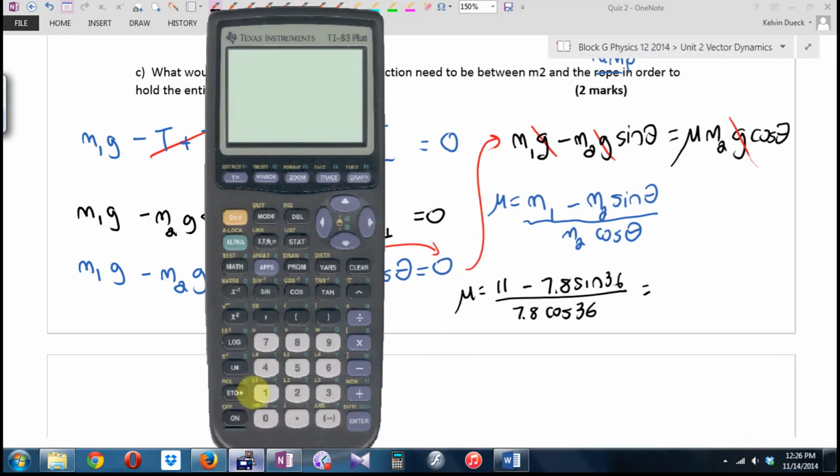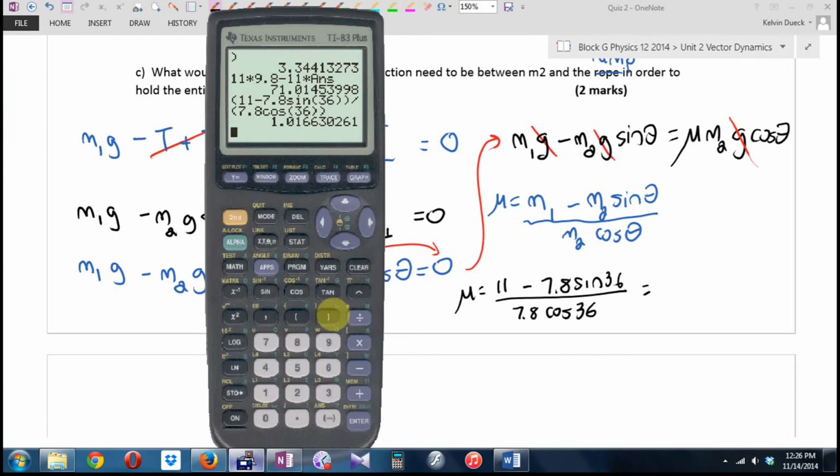You're right. There'd have to be a 7.8 in that 11 somewhere as well. 11 minus 7.8 sine 36, divided by 7.8 cos 36. Do you get 1.01?